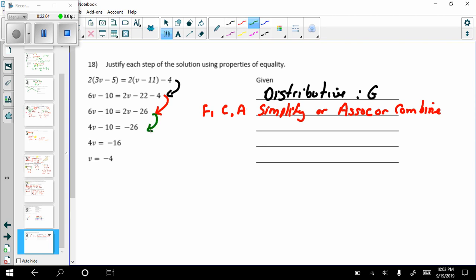What happened between here and here? It looks like they subtracted the 2V, so this would have been subtraction, and that would have been letter H. That is the only thing that could have been, no other options. Here to here, they added the 10, so this is addition property of equality, and that would have been letter B. And finally, from here to here, they divided, division property of equality, that would have been J.